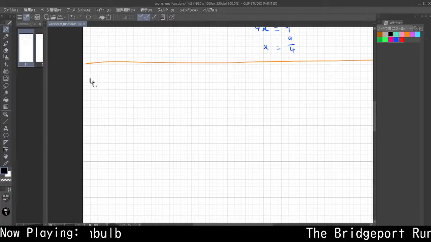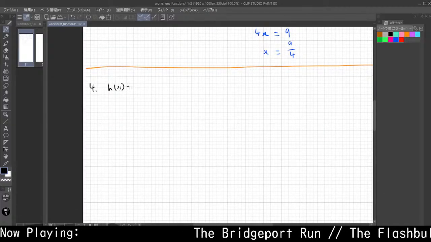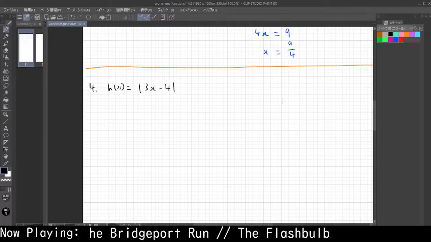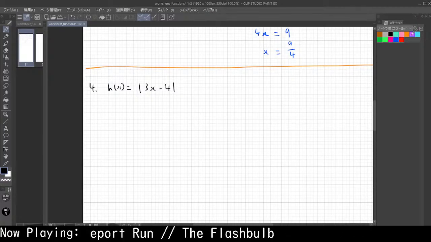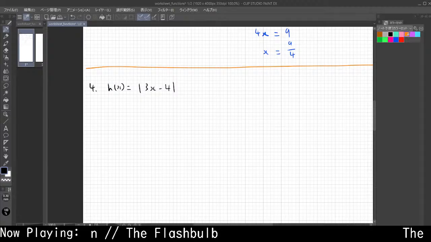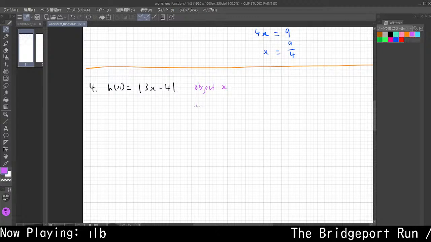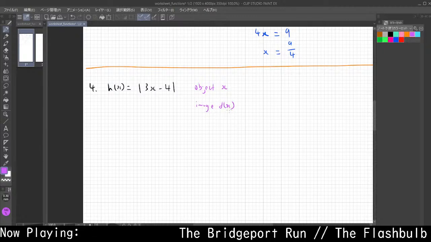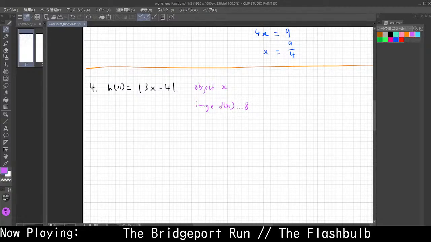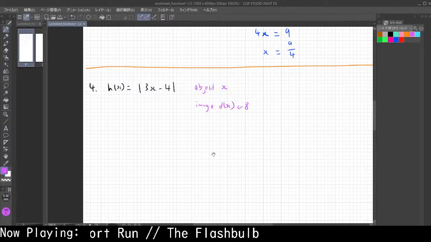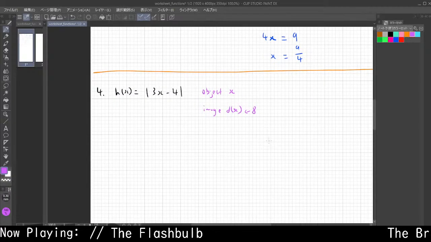Question 4. If h(x) is given as the absolute value of 3x minus 4, find the possible objects of 8. So again, object refers to your x, and image is your f(x). Since it says objects of 8, it will be your image in this case, and you want to find your x. So let's do this.